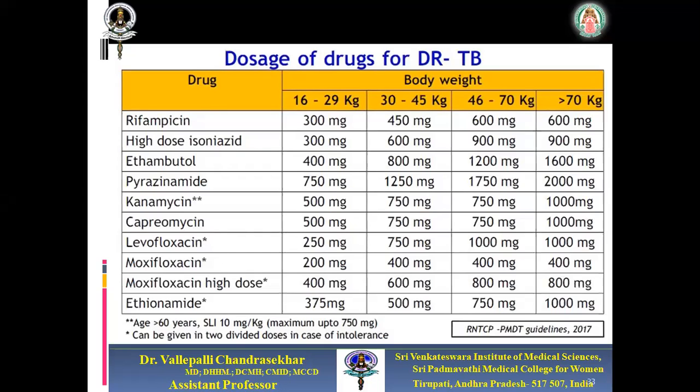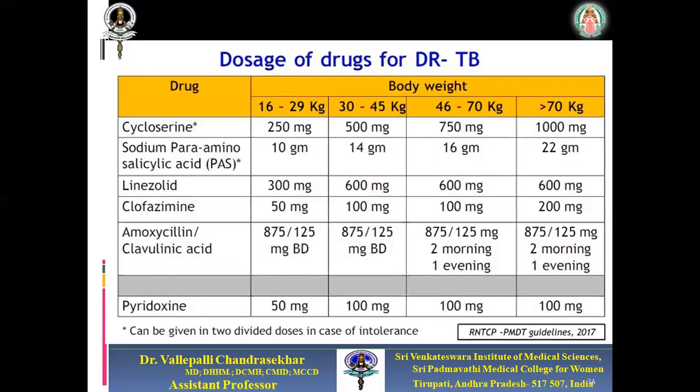Then ethionamide also we are giving 750 milligrams in a 70 kg or 46 to 70 kg adult. Again, those are drugs for drug-resistant TB. So again, there are other different drugs like cycloserine, linezolid, clofazimine, or amoxicillin or clavulanic acid. Pyridoxine also we are giving with a dose of 100 mg in an adult weighing 46 to 70 kilograms.